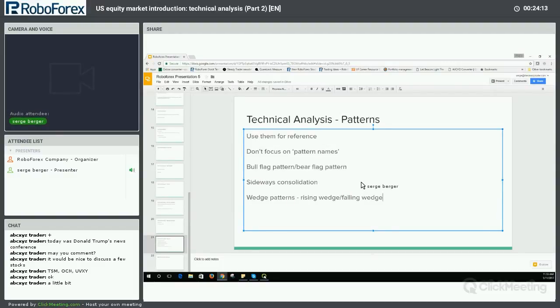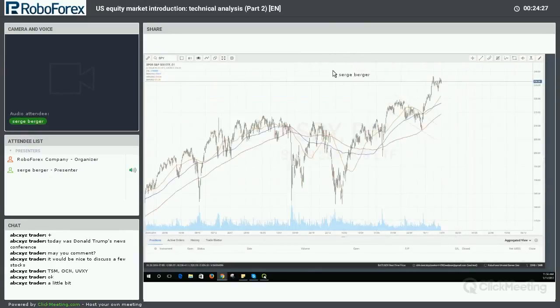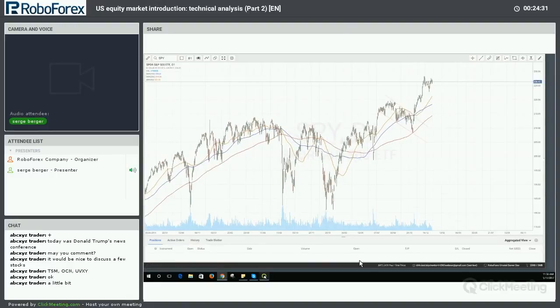So I'd like to spend a good part of the remainder of today's webinar on these patterns, because they're very, very important to understand, and they work very well in the U.S. stock market. Okay, so let's go back and start looking at some of these patterns. We just talked about the bull flag pattern, and like I said before, what's also important when you look at the stock market is to understand that you basically have these confluence areas of support.